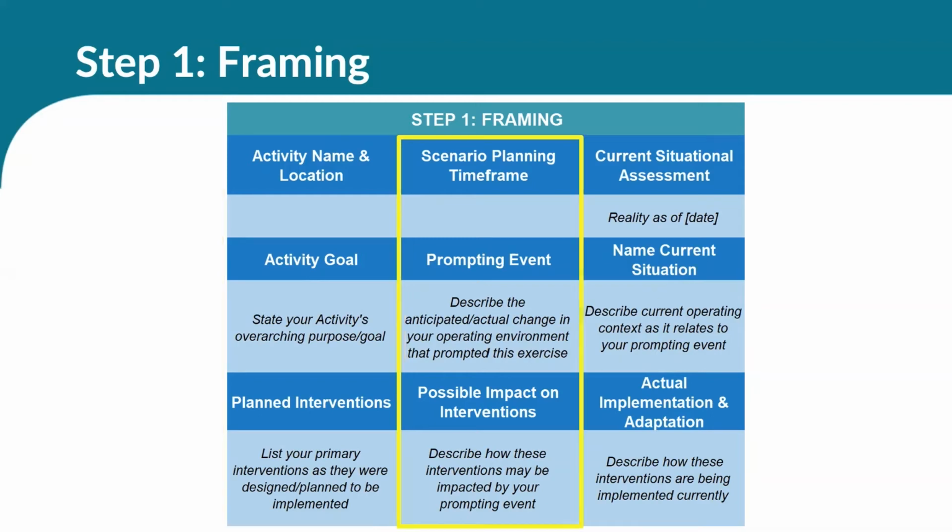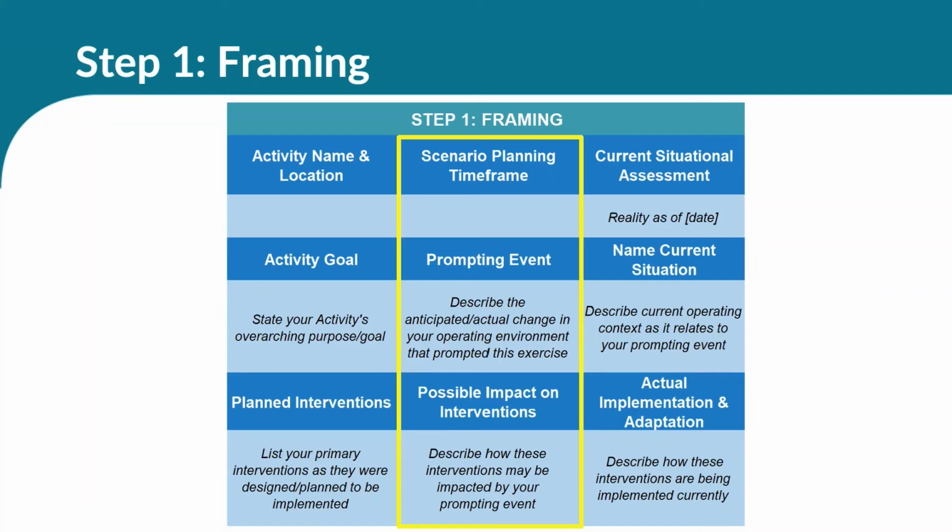In the second column, add information related to the prompting event that is leading you to adapt your work. First, add the time frame of the scenario planning activity, which is the length of time you anticipate observing changes in your operating environment. For instance, do you expect the prompting event to lead you to deviate from your planned interventions for a month, 90 days, or something else? Estimate the duration of the impact on your activity and revise it later if necessary.